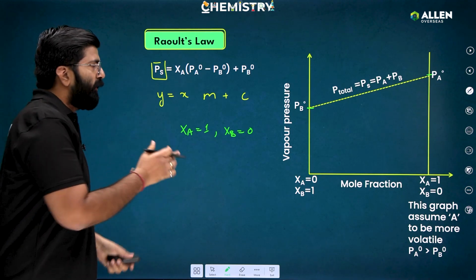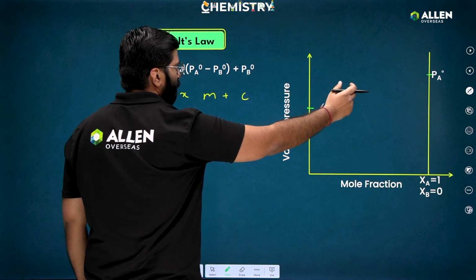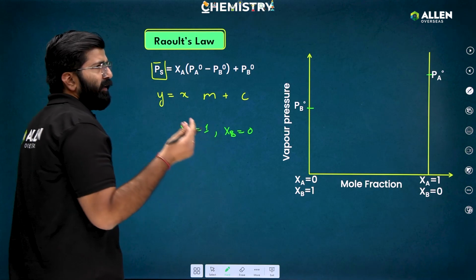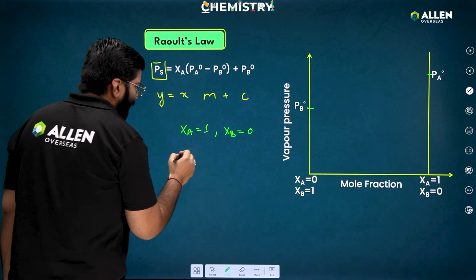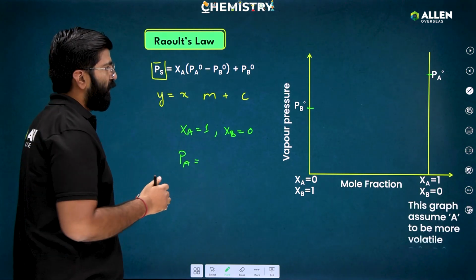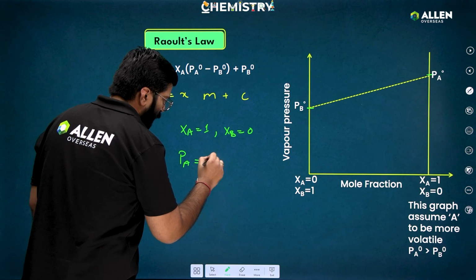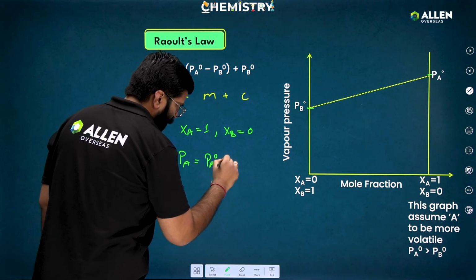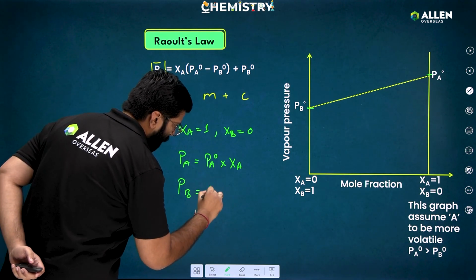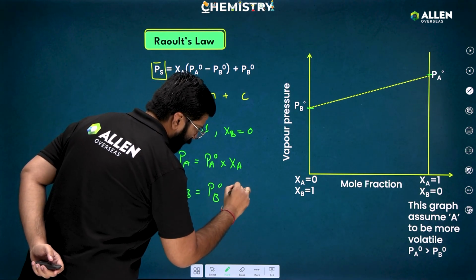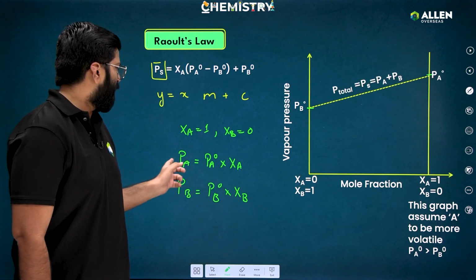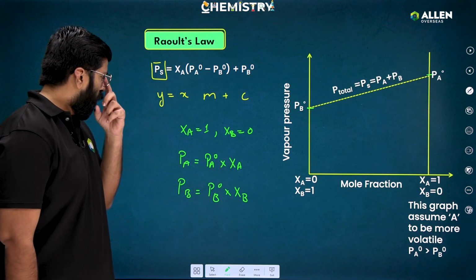Because I already know this part, which is this. Just see over here, I can easily write from here also, that whenever there is this situation, I can write my PA, this is the first point which we have understood, which was like over here. So I can write PA naught multiplied by XA. Yes, I can write PB is equal to PB naught multiplied by XB. Yes or no?